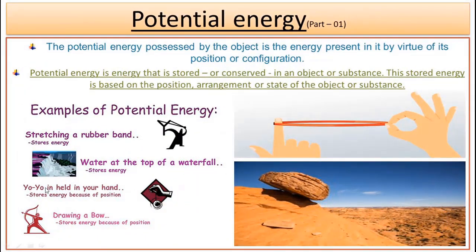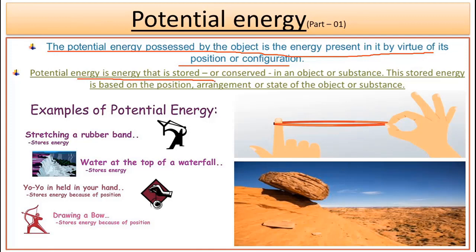Now let's understand about potential energy. How can we define potential energy? The potential energy possessed by any object is the energy present in it due to its position or its configuration. Potential energy is the energy that is stored or conserved in an object or substance. This stored energy is based on the position, arrangement or state of the object or the substance.